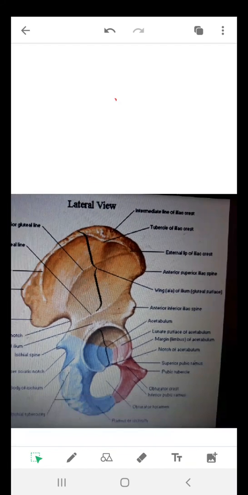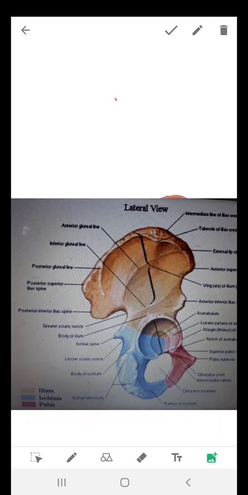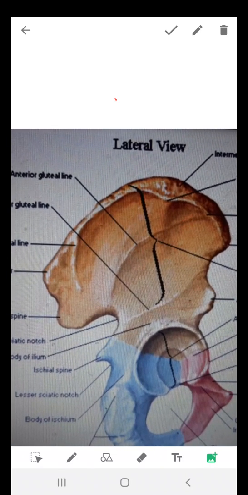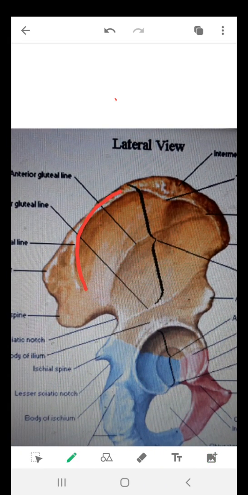Now let's move down. If you notice again on this ilium, there are three lines here. We have one line here, another line here, and another line here. This is the lateral view of the pelvis, which means that if someone is standing by your side, this is what the person is supposed to be seeing, if the person were a skeleton. So this is the lateral aspect. It has three lines.